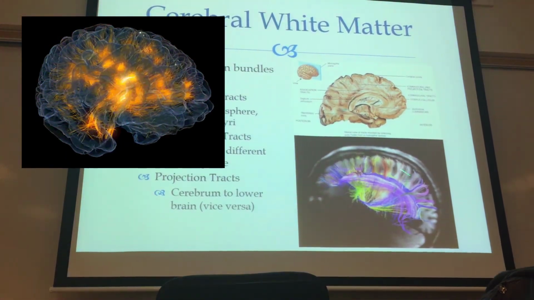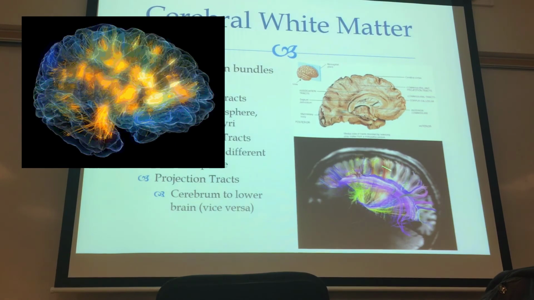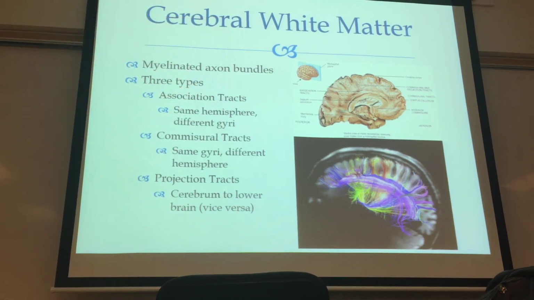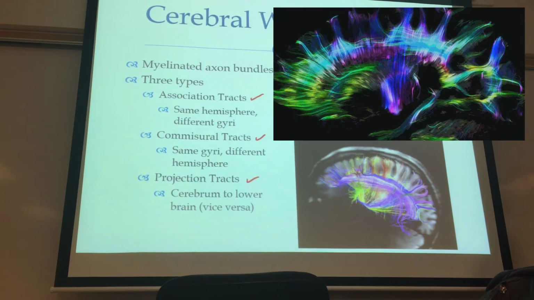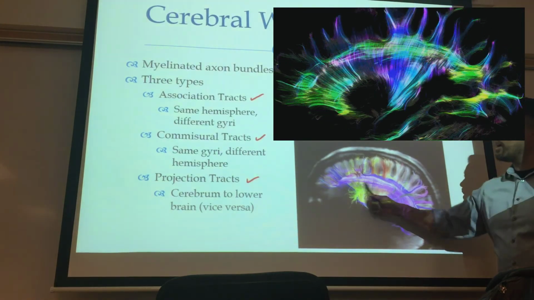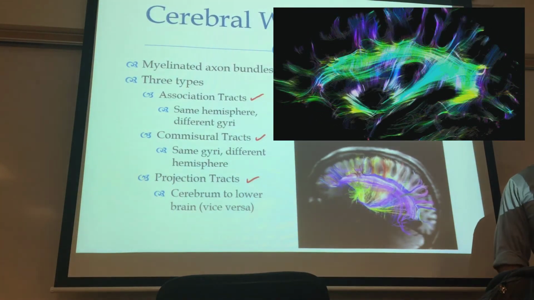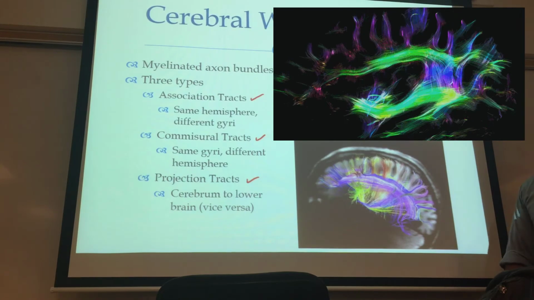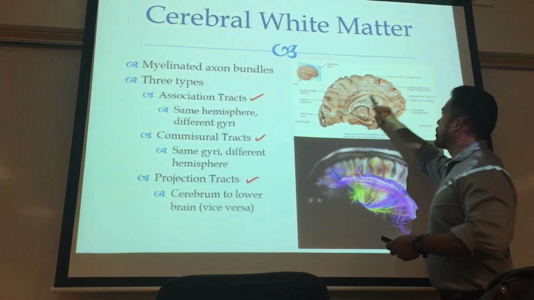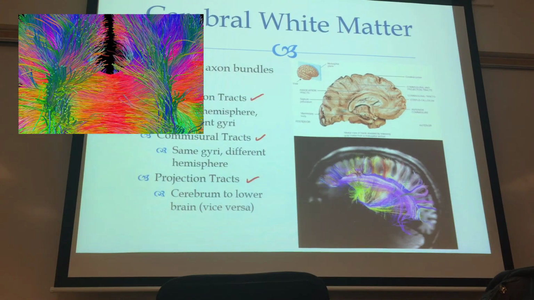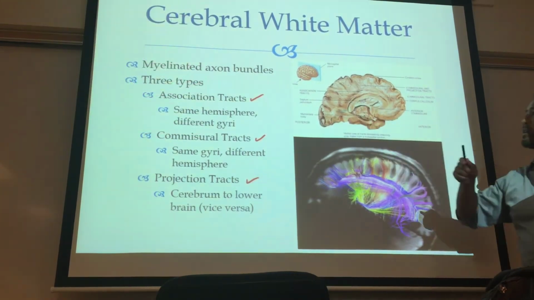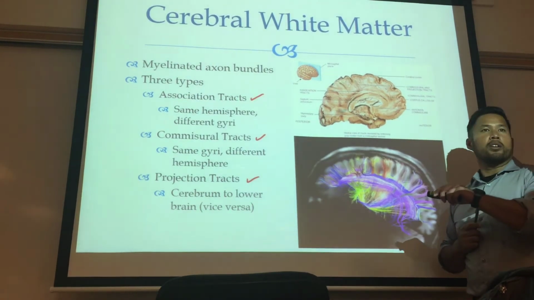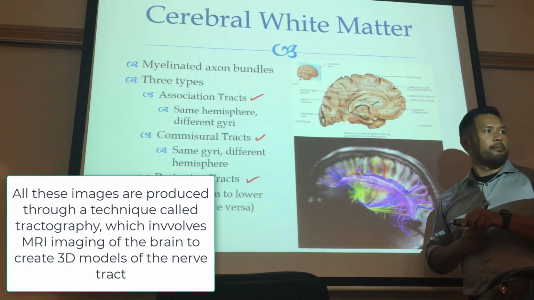So these tracts of nerves or axons can all be labeled as three types of tracts: association tracts, commissural tracts, and projection tracts. Association tracts are just things that travel on the same hemisphere but to different gyri. So same side, just traveling all throughout from one side to another. Now commissural tracts travel from one gyrus to the different hemisphere. So naturally, these are going to have to cross through the corpus callosum.